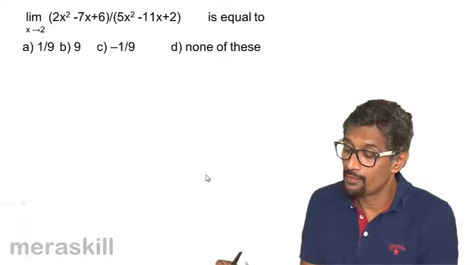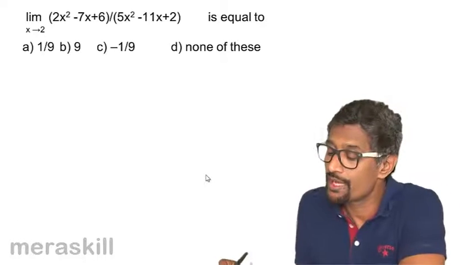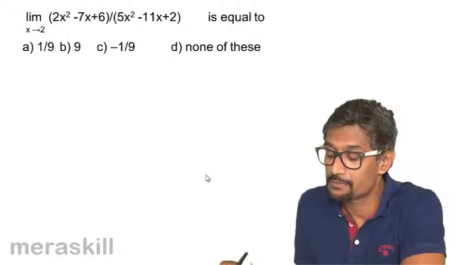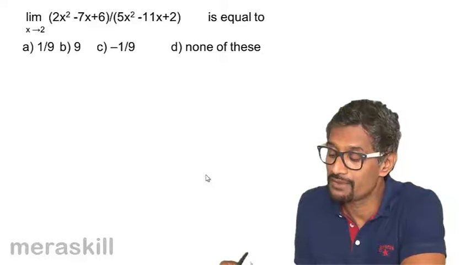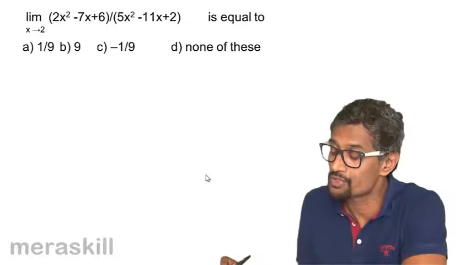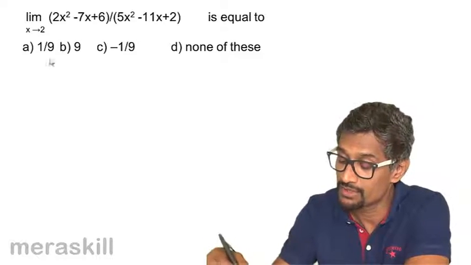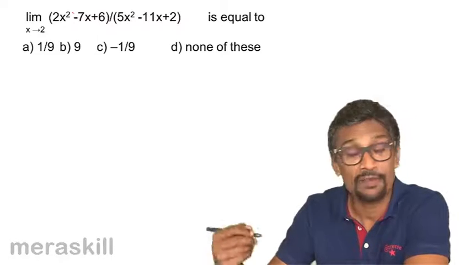Furthermore, we have the limit of 2x squared minus 7x plus 6 upon 5x squared minus 11x plus 2 as x approaches 2. So we need to find the limit. What do we do in such cases? We need to factorize this.